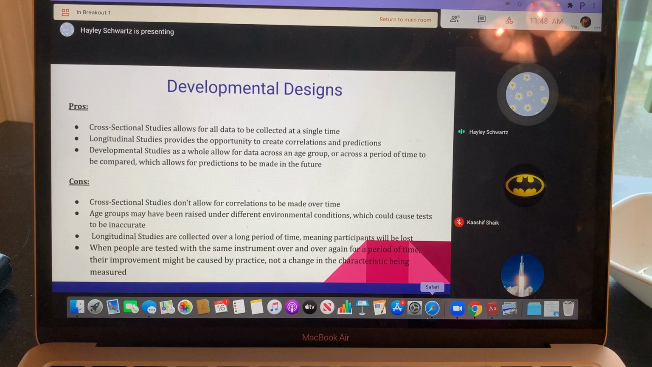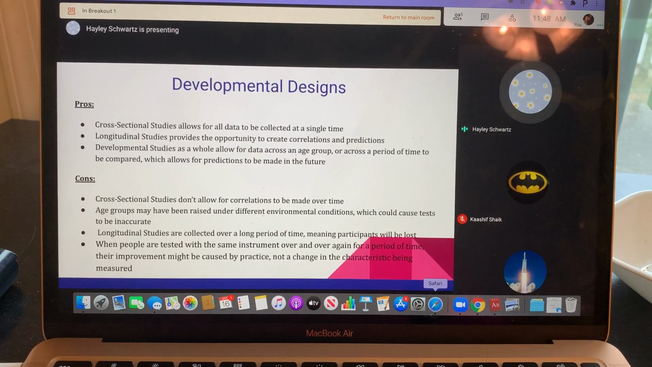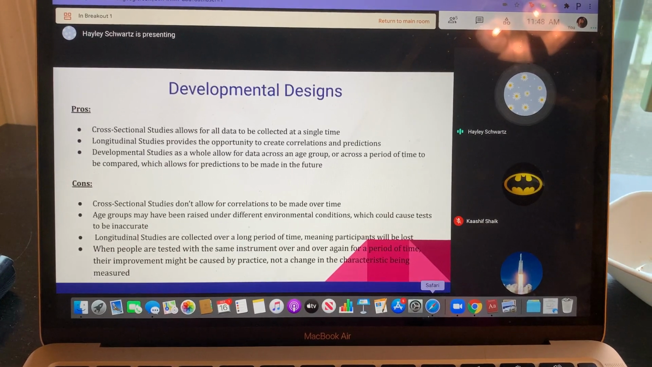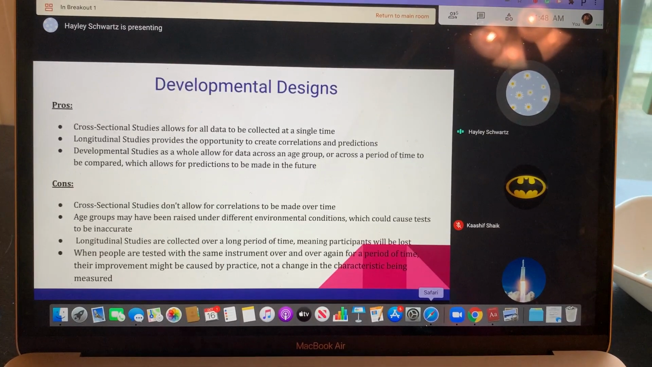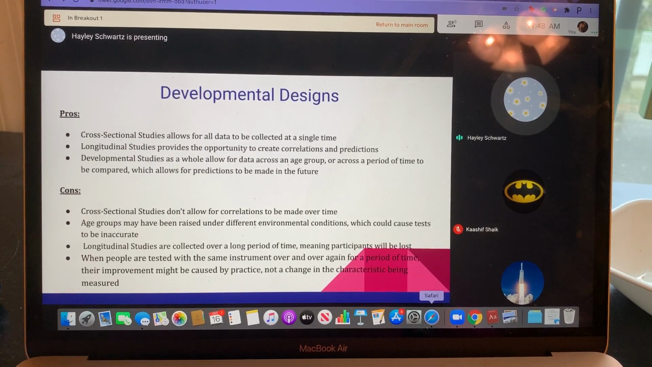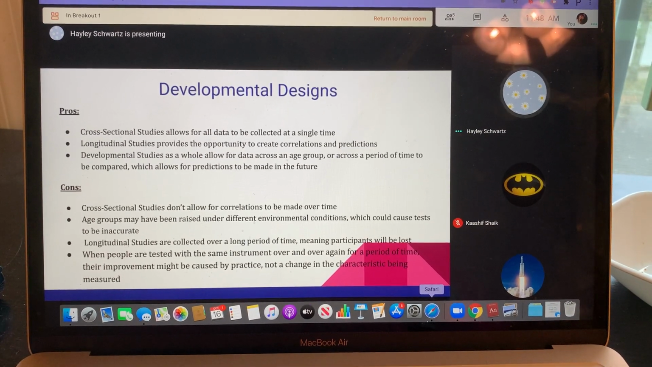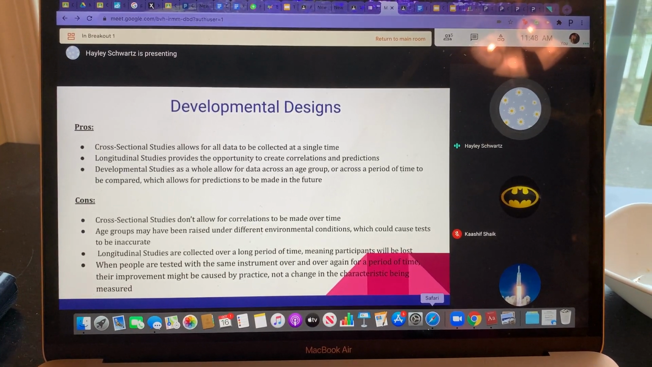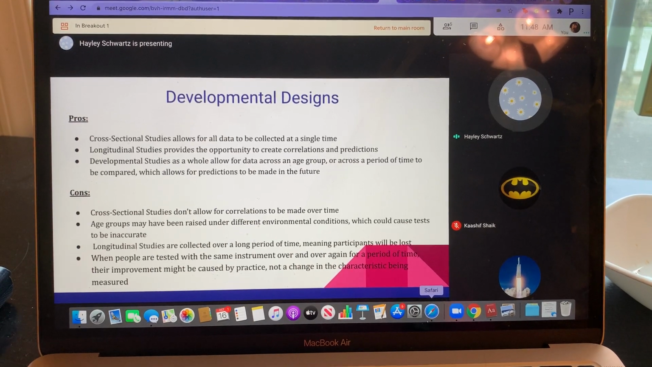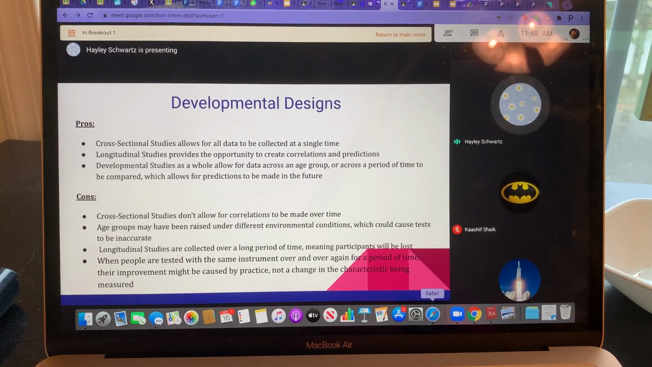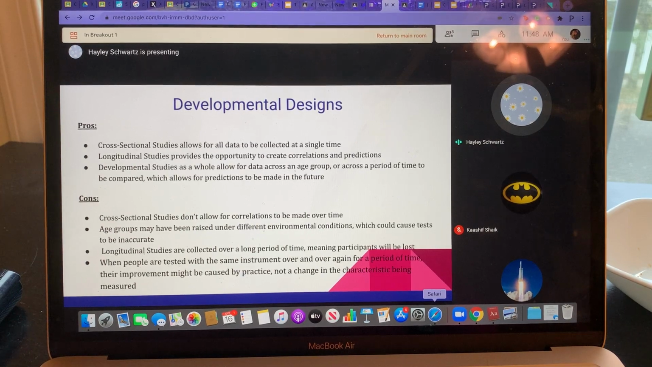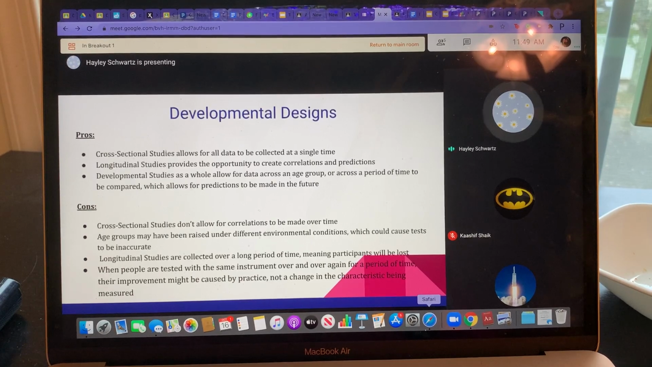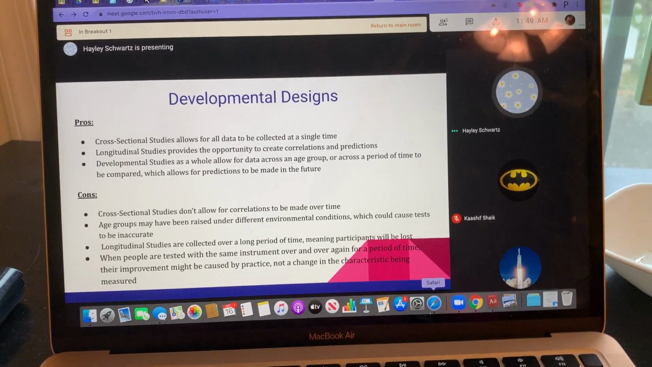And then some cons. Cross-sectional studies don't allow for correlations or predictions to be made. And age groups in cross-sectional studies may have been raised under different environmental conditions, which could cause the test they take to be inaccurate. For longitudinal studies, data are collected over a long period of time, meaning participants are most likely to be lost over that period. And when people are tested with the same instrument or test over and over again, their improvement might be caused by practice, not a change in the characteristic being measured.